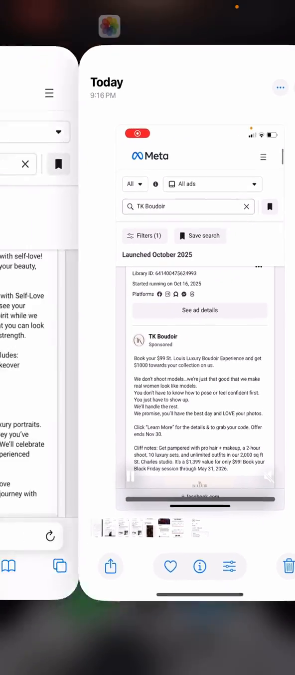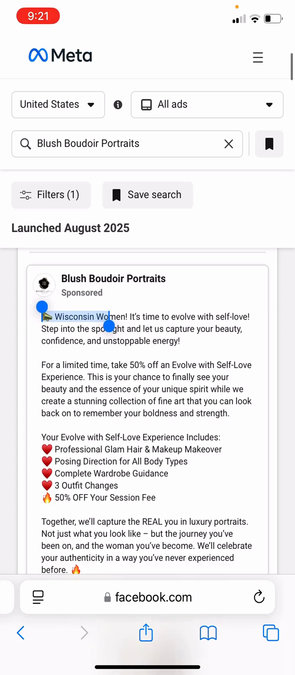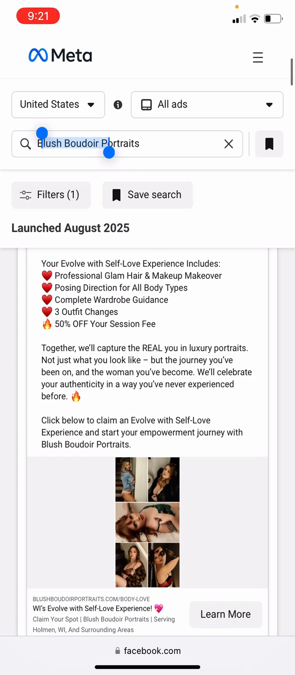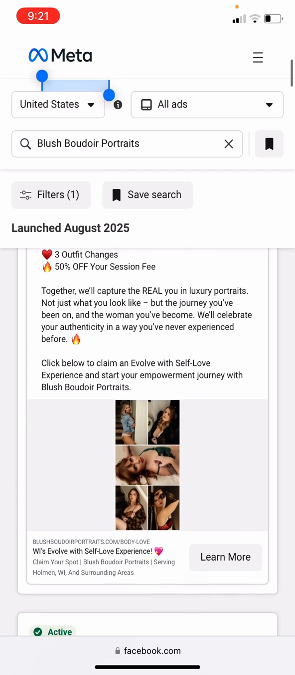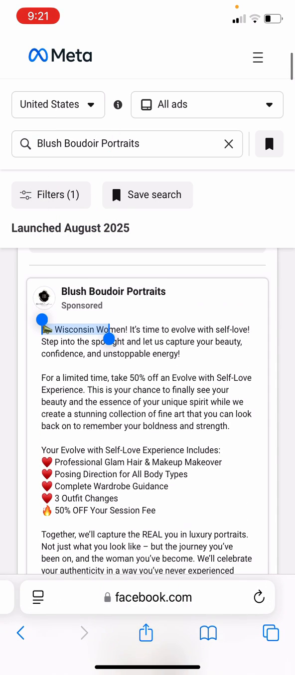That was the other one I did. All right, so here we go. We'll go through the top 10 mistakes that I see with boudoir photographers' ads, and I'll see how yours stacks up to what other peeps are doing.